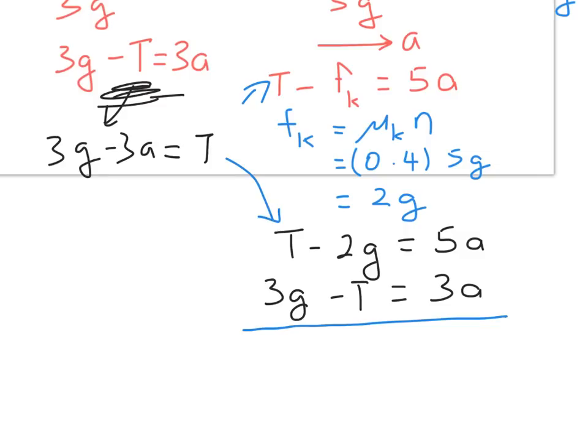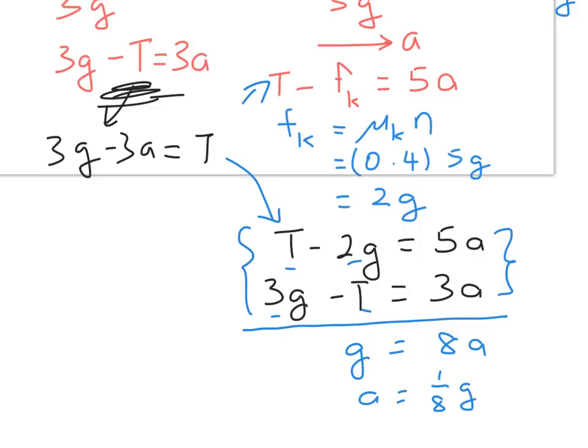I can add the left-hand side. So this is the left-hand side of both equations. You have t minus 2g plus 3g minus t. So t minus t go away, and 3g minus 2g, you get g. And if you add the right-hand side, it is 8a. So a is 1/8 g. Now you can use the calculator and work out a number, but if you leave this as the answer, it's perfectly acceptable to me. More space.